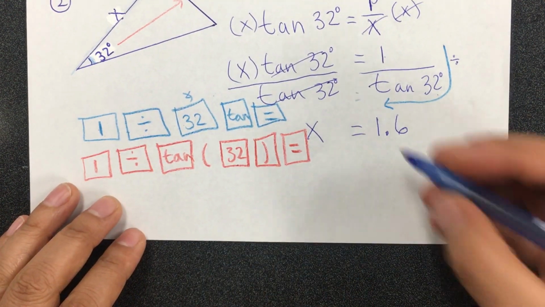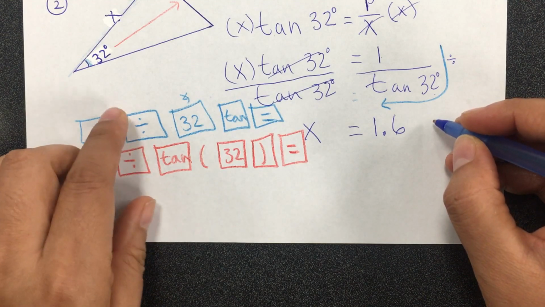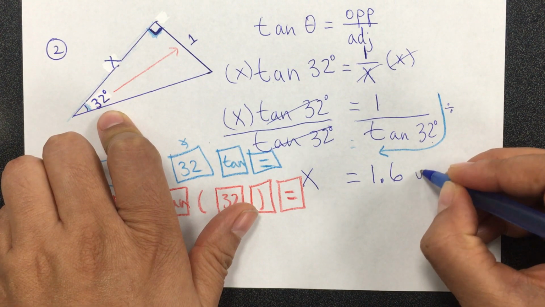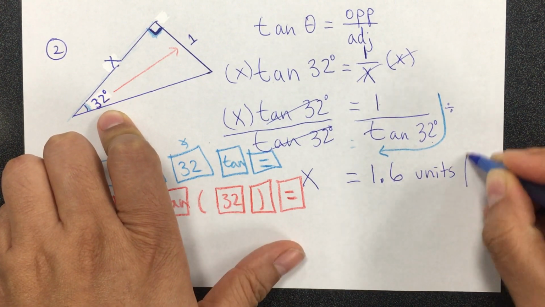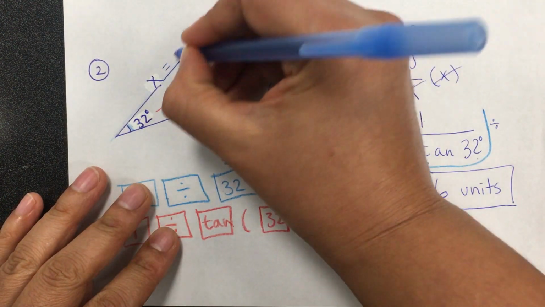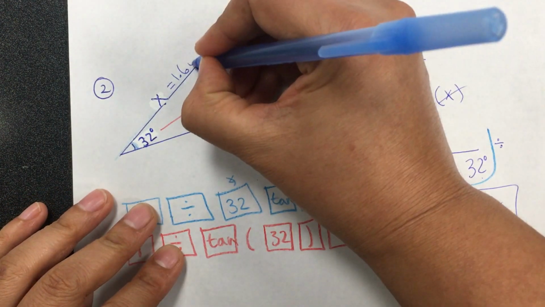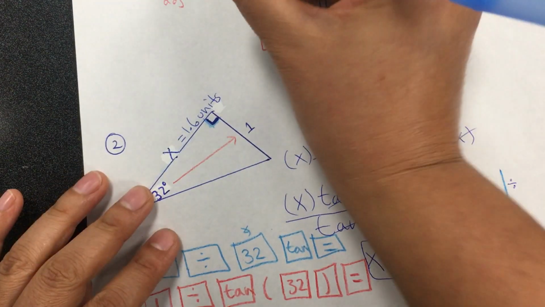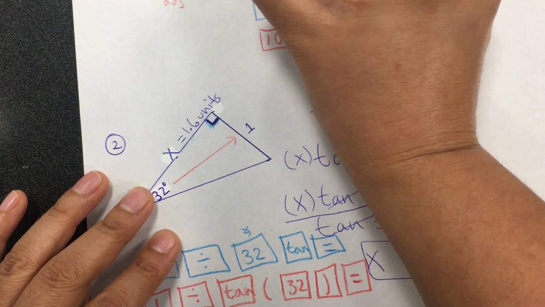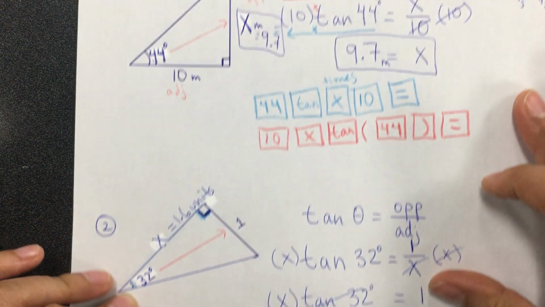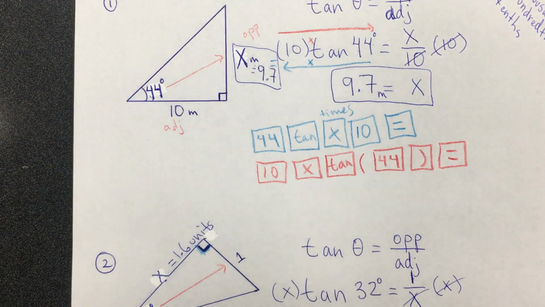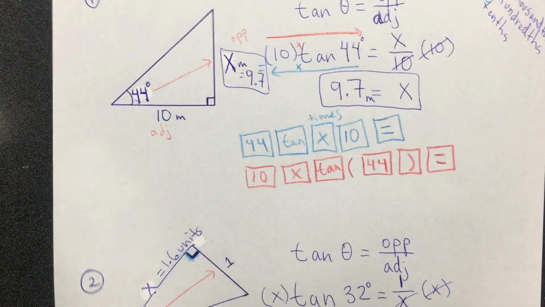But the measurement is 1.6. 1.6, and this one doesn't have what kind of unit. So you can put units or just leave it like that. Okay, 1.6 units. And to make it easier for your teacher, you can even put 1.6 here. Same here, x is equal to 9.7. Oops, I didn't show you. X equals 9.7. Okay, let's do 2 more.